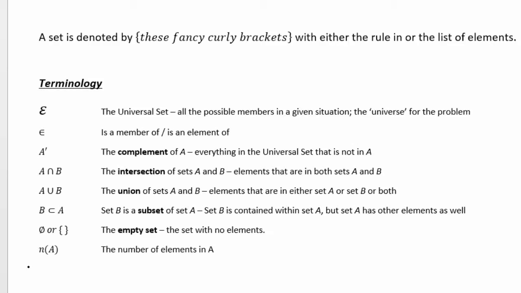Best way to illustrate set notation is to dive straight in with some questions, so that's what we're going to do. By all means, pause it at any point you feel appropriate in order to read through things, have a go yourself before I talk through them.